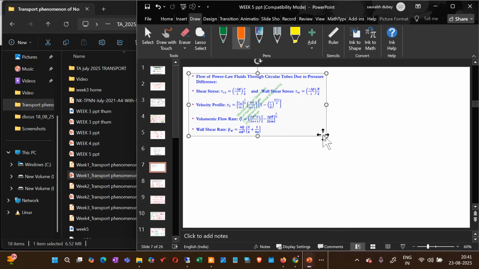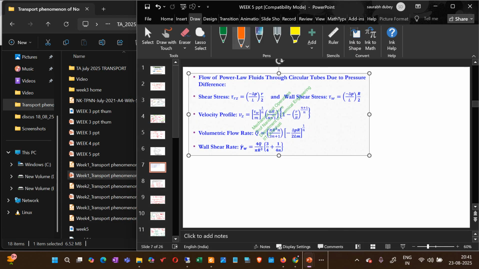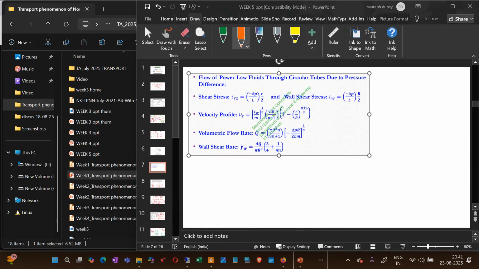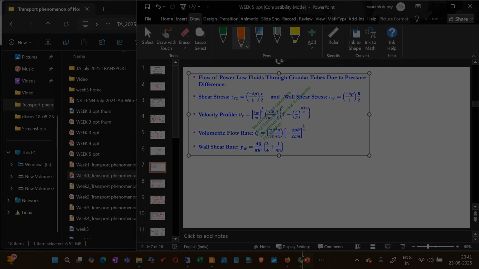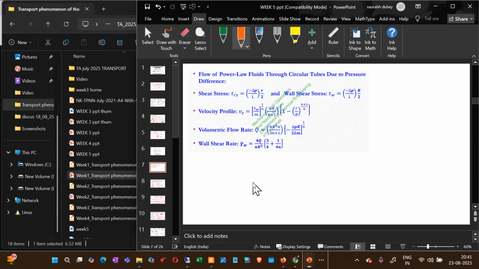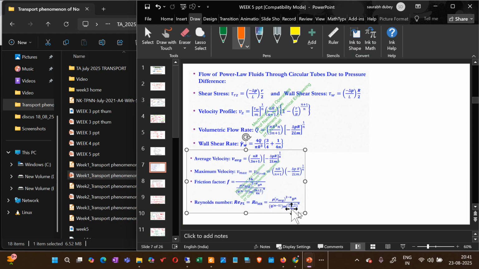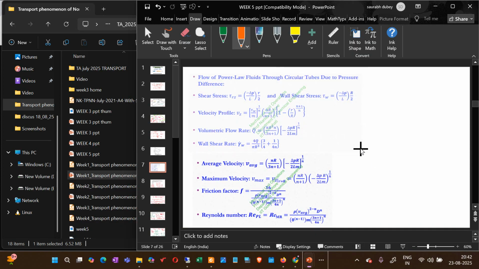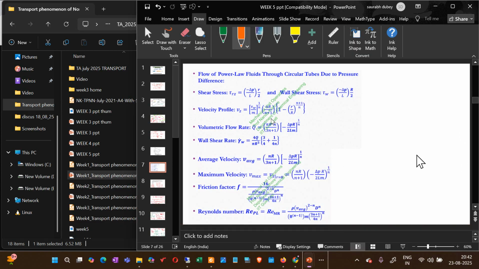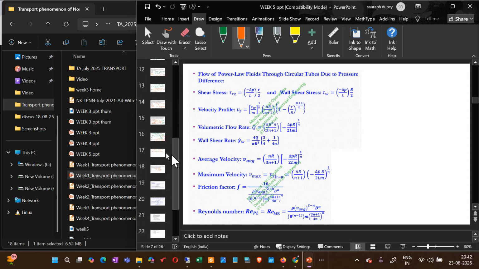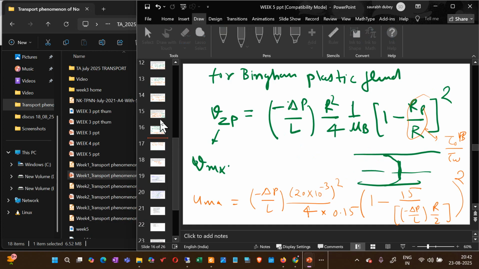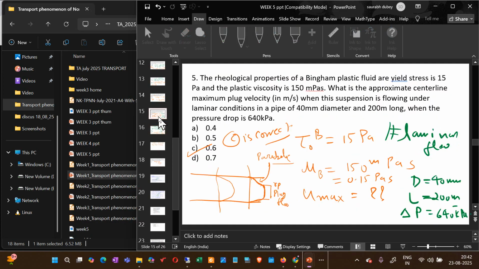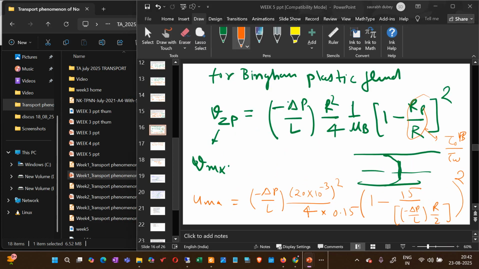Right, so this is important, and then the remaining expressions that you have derived are this one. So these are for the power law fluids, and that was for the Ellis model. And one question we have solved for the Bingham plastic. For the Bingham plastic we have not actually used the expressions, so I will just take the expressions for the Bingham plastic.